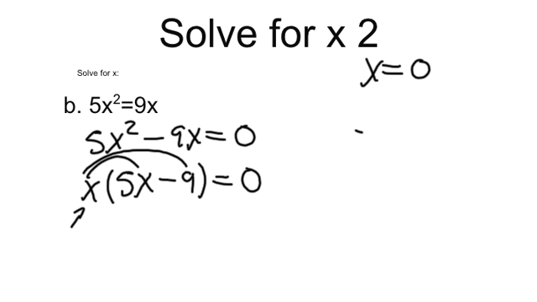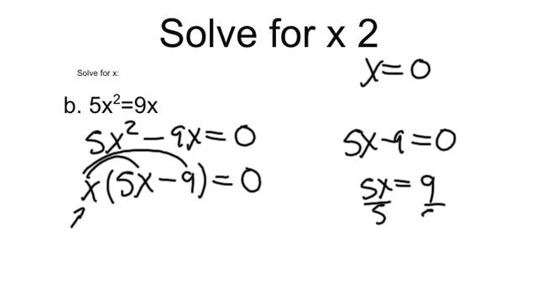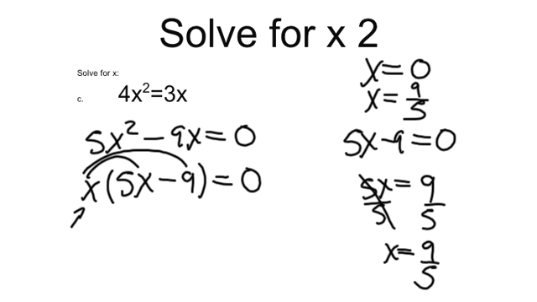But then also, I want 5x minus 9 to be equal to 0, so I'm going to add 9 to both sides of this equation, which will leave me 5x equals 9, and then I'm going to divide both sides of the equation by 5. So that cancels, which leaves me with x being equal to 9 over 5. So the other value of x that will give me 0 is that one. Let's try this one more time.